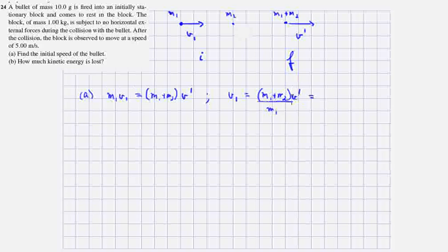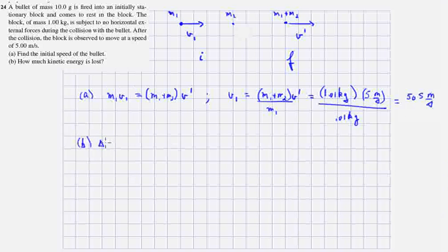Okay, so the mass of the bullet and the block together are 1.01 kilograms, 10 grams being 0.01 kilograms, times the velocity after the collision of the block and the bullet, which is observed to be 5 meters per second. And then divided by the mass of the bullet, 10 grams, 0.01 kilograms, and the result is 505 meters per second. So how much kinetic energy is lost?